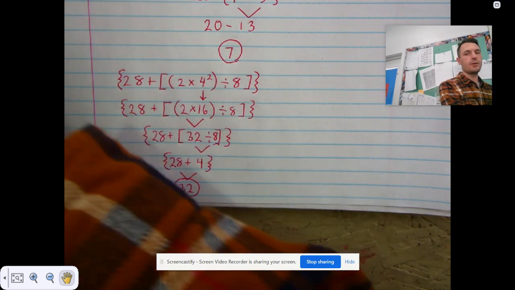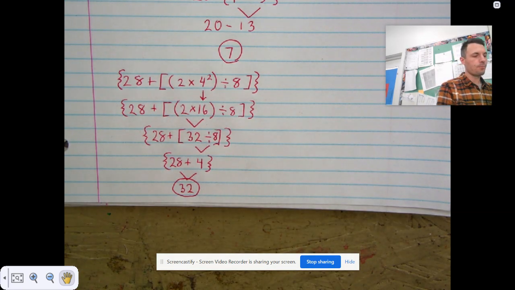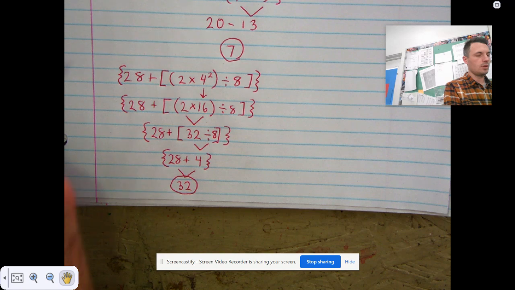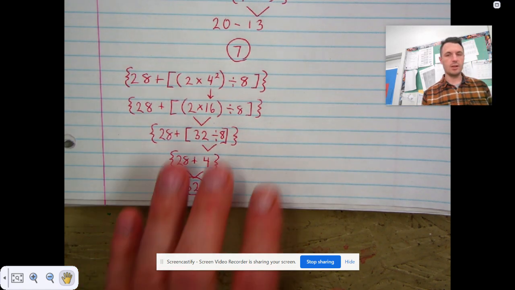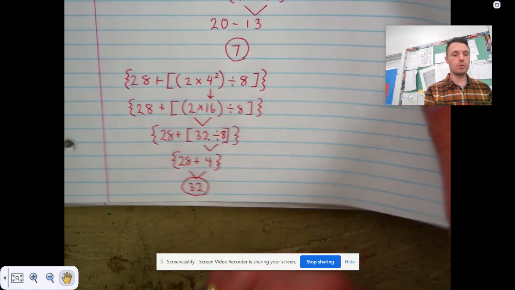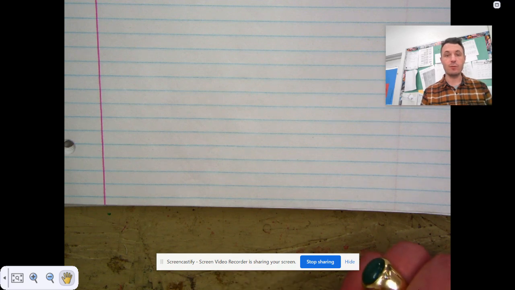Let's do some more together. Okay. And you might still have room on the same page, but I'm going to switch to a new page now because I've run out of room.